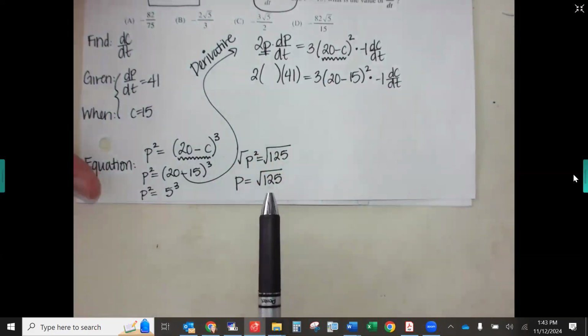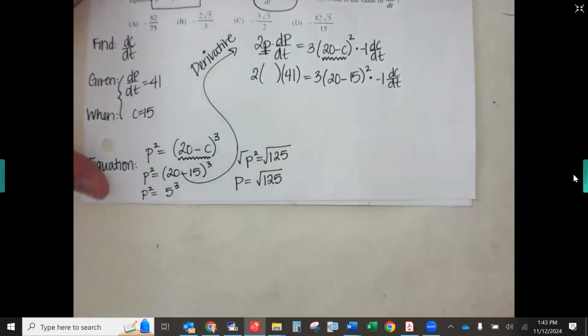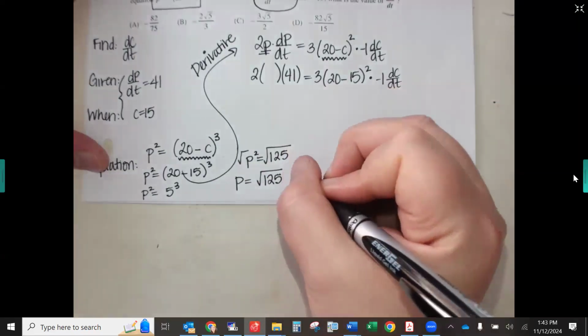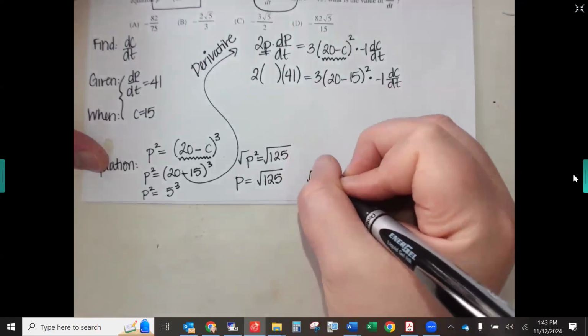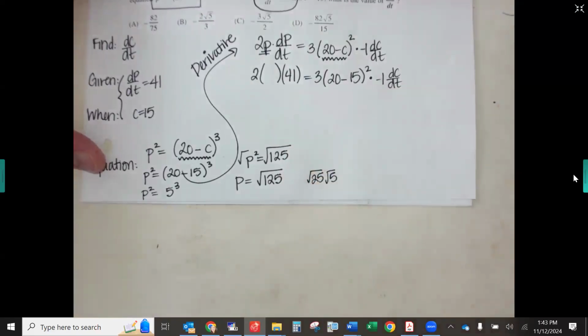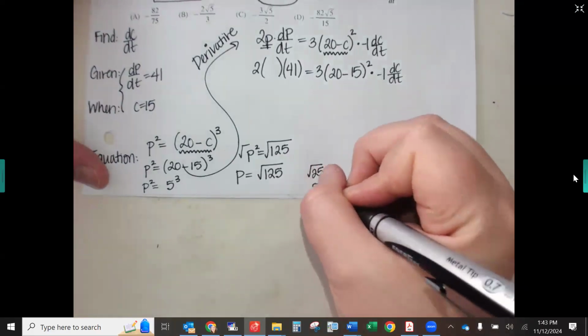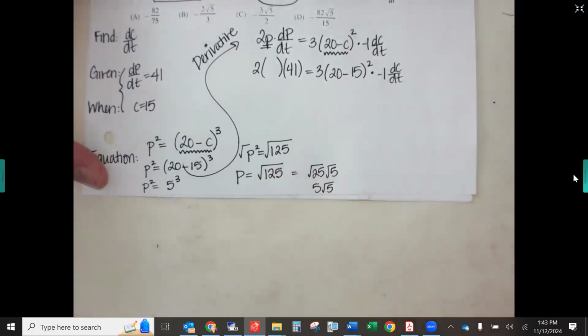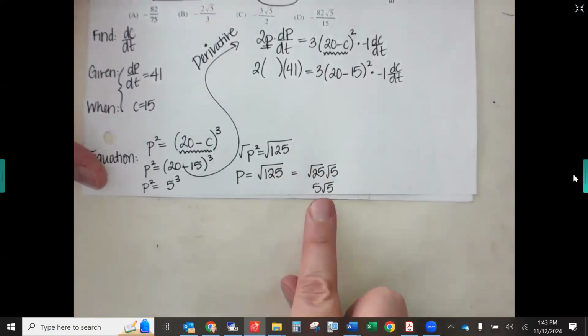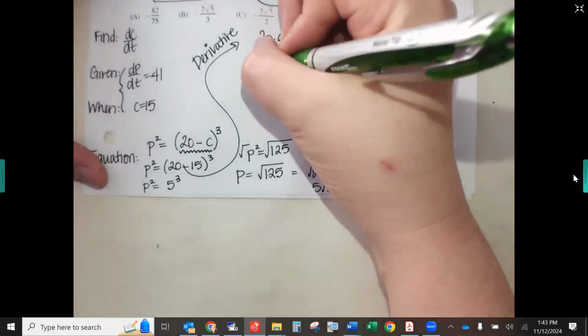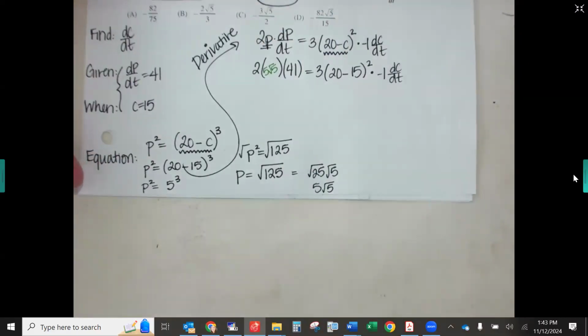So what perfect square can 125 break down into? It'd be 25 times 5, right? 25 times 5, that would put me back at 125. But now this one's perfect. What's the square root of 25 going to be? Regular 5, root 5. Does that make sense? So we're going to use this as our P value. So in this spot, I'm going to put 5 root 5. And now we're ready to solve.